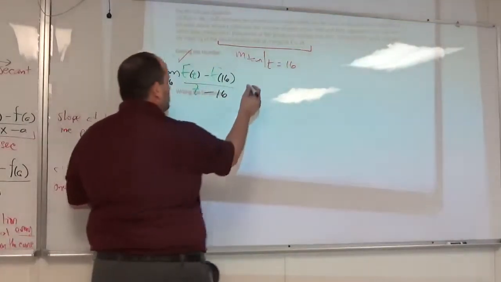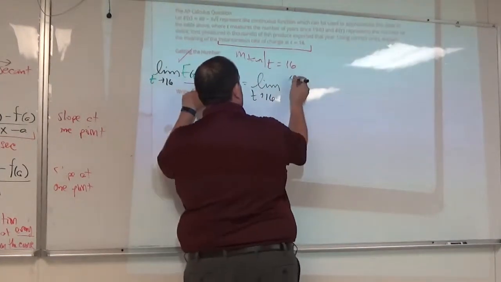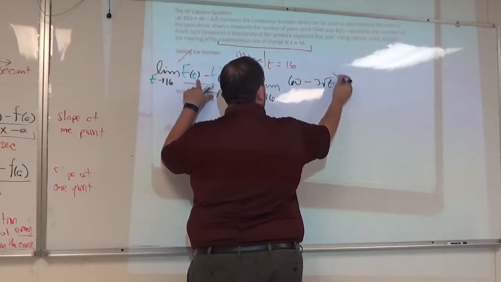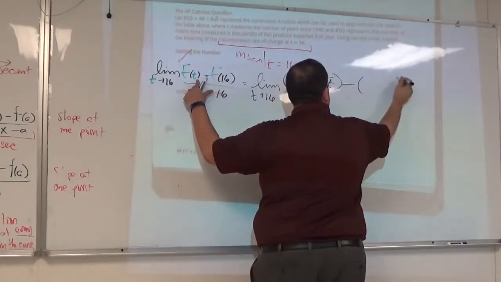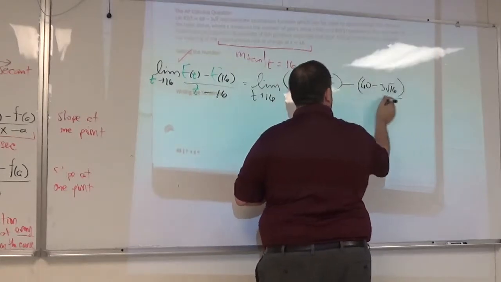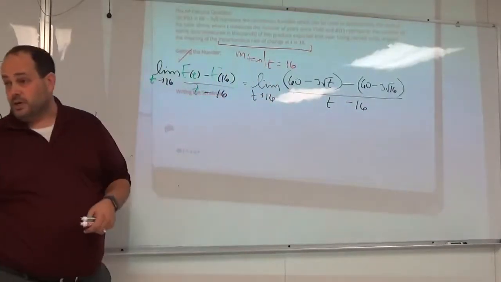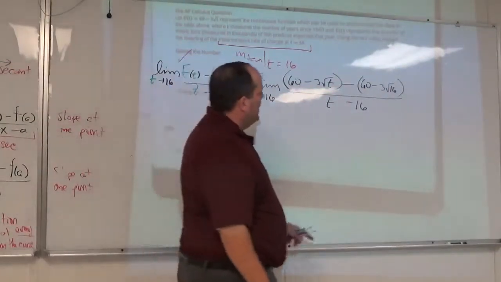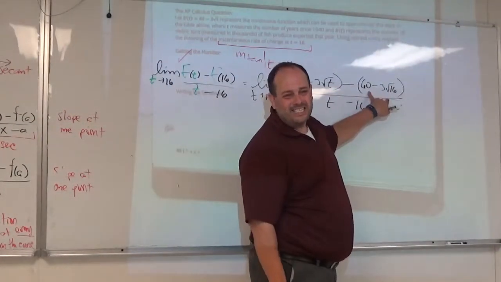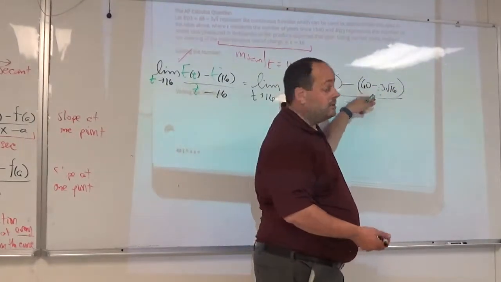Here's the good news. After this, most of you knew what to do. Limit as t approaches 16, e of t, 60 minus 3 square roots of t, minus, I like my parentheses, 60 minus 3 square roots of 16, over t minus 16, life is good. Square root of 16 is 4, times 3 is 12, 60 minus 12 is 48. That's good.